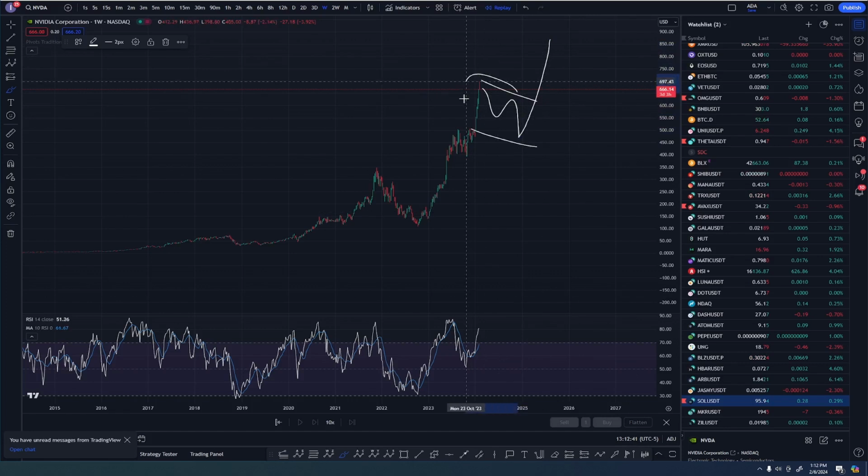But right now, we're looking for a correction, minimum something like this, where we get a three-wave correction. So this is a profit-taking area, and there might be a buyback zone coming down the road. No guarantees on that. All right, so there's Nvidia, guys. That's the way it's looking to me.